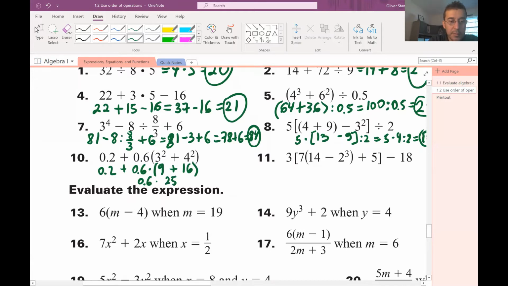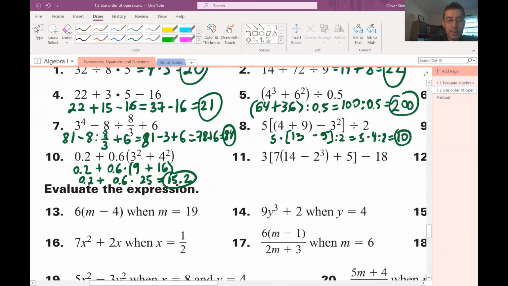Now we're going to do the multiplication. What is 0.6 times 25? Let's do that in the calculator, but you can do it by hand as well, if you'd like. So that's 15. So this is 15. And then we add 0.2 to 15, so it becomes 15.2. This is number 10.